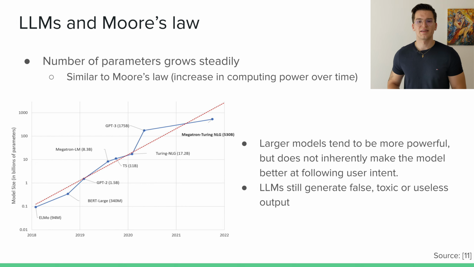However, this doesn't inherently make the models better at following user intent. Larger models still suffer from issues like generating false or toxic outputs, and the quality of the responses depends not just on size, but also on how they are aligned and fine-tuned to avoid harmful content. The takeaway here is that while model size is important, it's not the only factor in creating effective and safe AI systems. Proper training, filtering, and alignment strategies are just as crucial.